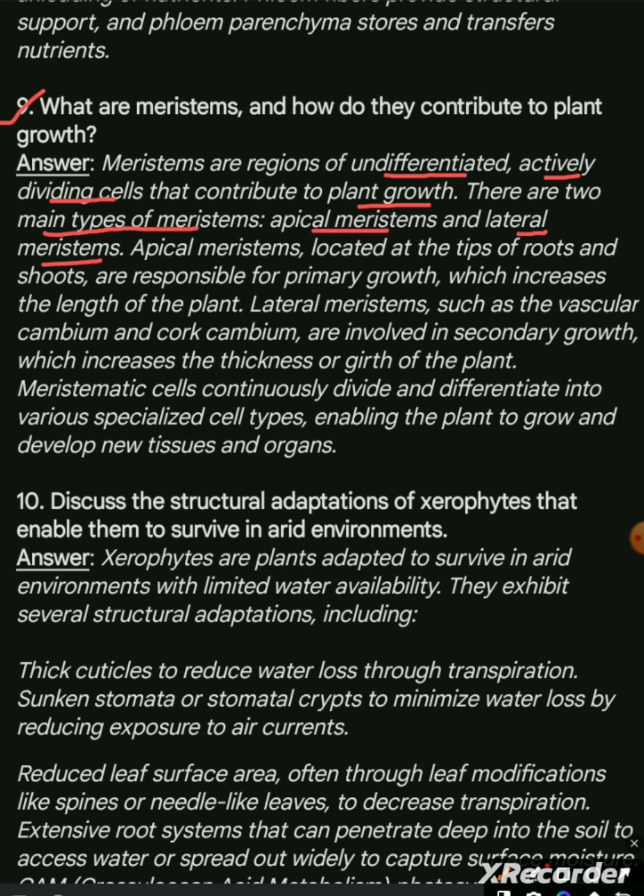Apical meristems, located at the tips of roots and shoots, are responsible for primary growth, which increases the length of the plant. Lateral meristems, such as the vascular cambium and cork cambium, are involved in secondary growth, which increases the thickness or girth of the plant. Meristematic cells continuously divide and differentiate into various specialized cell types, enabling the plant to grow and develop new tissues and organs.